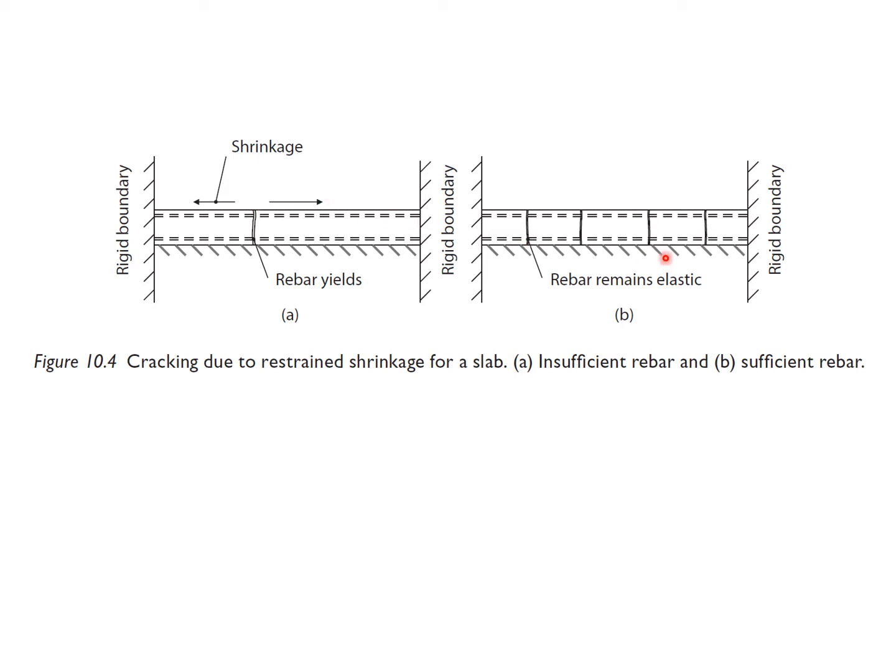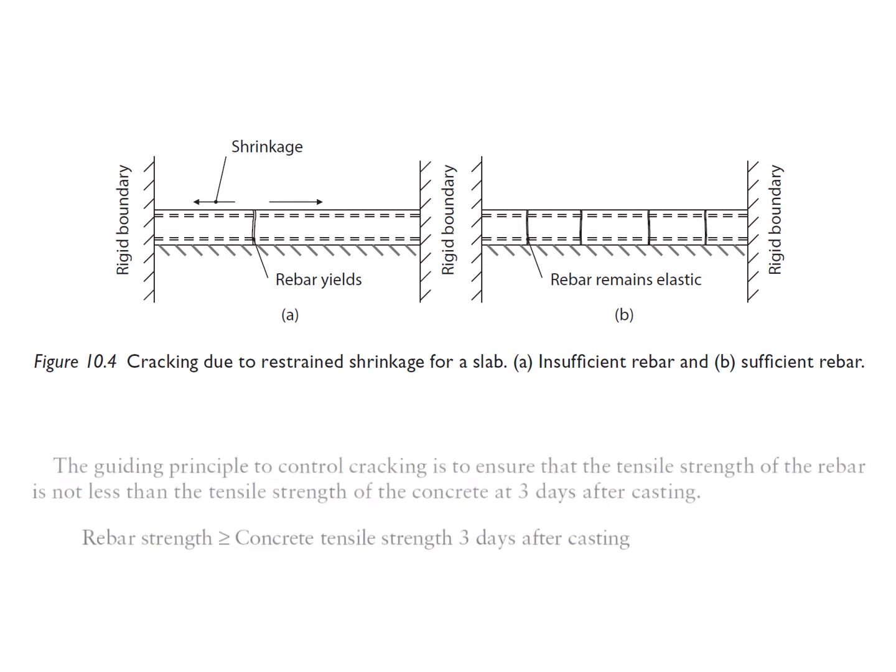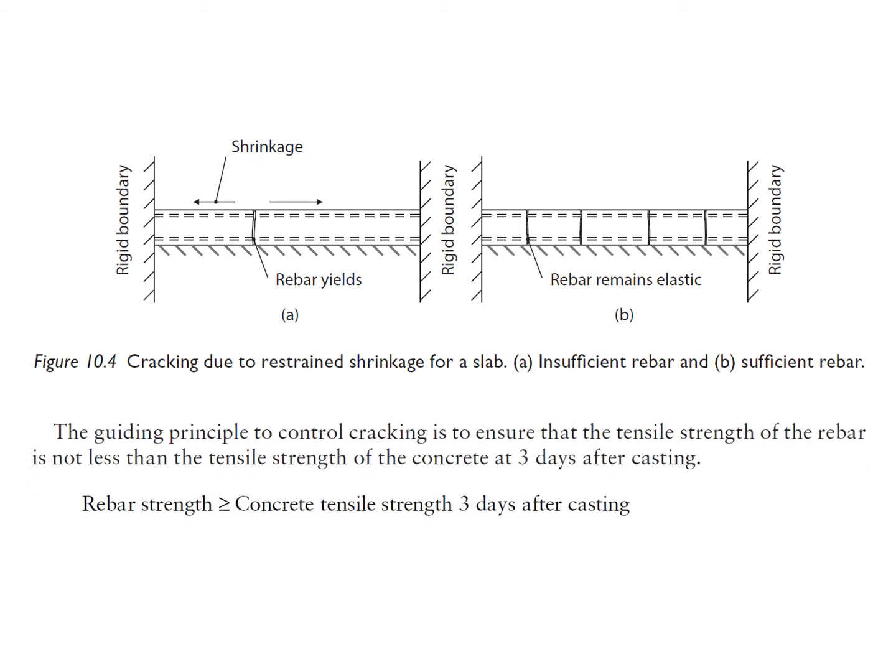If we increase the amount of rebar, then when the first crack forms due to the shrinkage from heat of hydration, then the rebar within that crack will remain elastic, and that will encourage more cracks to form. And so we will end up with more cracks, but each of the cracks will be of a reduced width, and that's the goal in this exercise. So once again, the guiding principle is to make sure that the rebar strength is greater than or equal to the concrete tensile strength 3 days after casting.